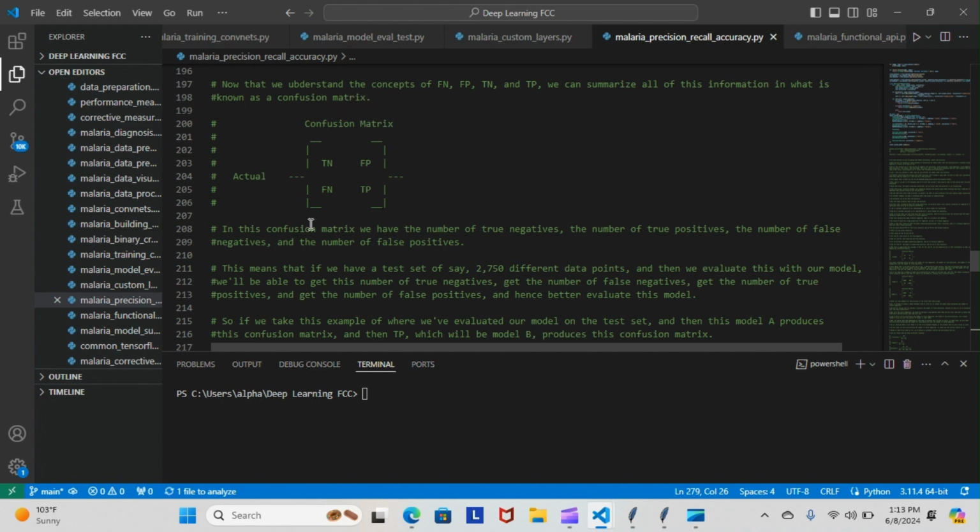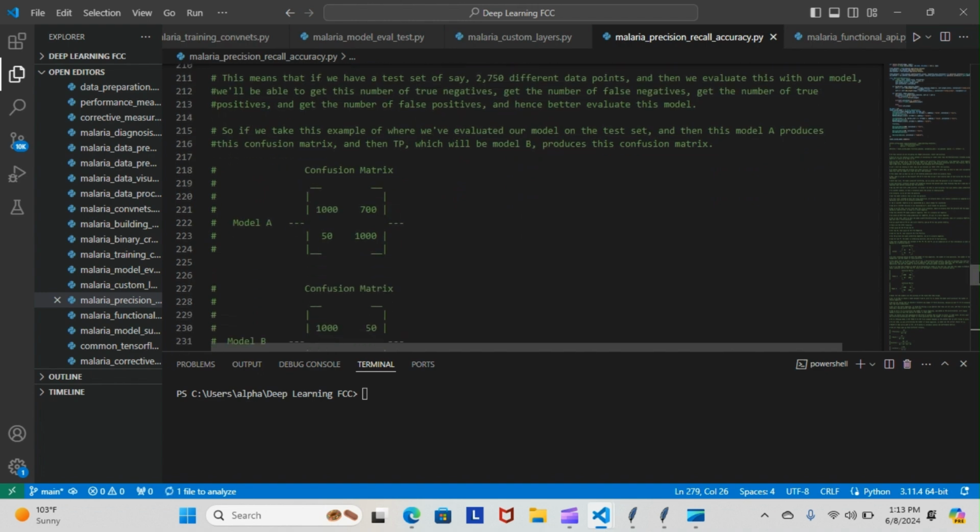This is our confusion matrix: actual, TN, FP, FN, TP. In this confusion matrix, we have the number of true negatives, the number of true positives, the number of false negatives, and the number of false positives. This means that we have a test set of, say, 2,750 different data points, and then we evaluate this with our model. We'll be able to get the number of true negatives, the number of false negatives, the number of true positives, and the number of false positives, and hence better evaluate this model.